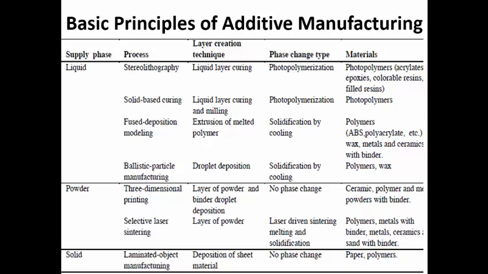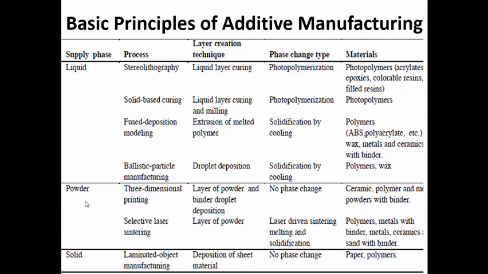So what are the different methods available? We have stereolithography, solid based curing, fused deposition modeling, ballistic particle manufacturing. In all these cases, whenever you are adding the material, the raw material is in the liquid phase. The materials are photopolymers, polymers and wax. So basically you can use it for plastic components.